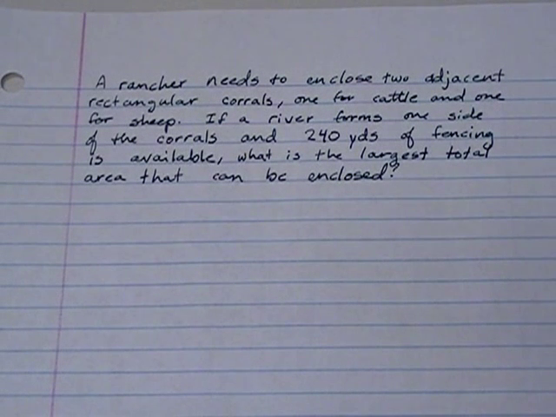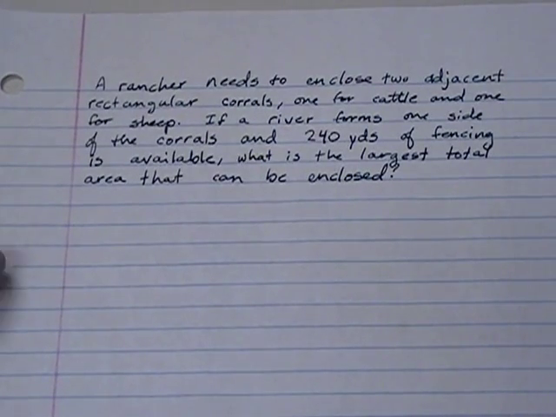A rancher needs to enclose 2 adjacent rectangular corrals, one for cattle and one for sheep. If a river forms one side of the corrals and 240 yards of fencing is available, what is the largest total area that can be enclosed?